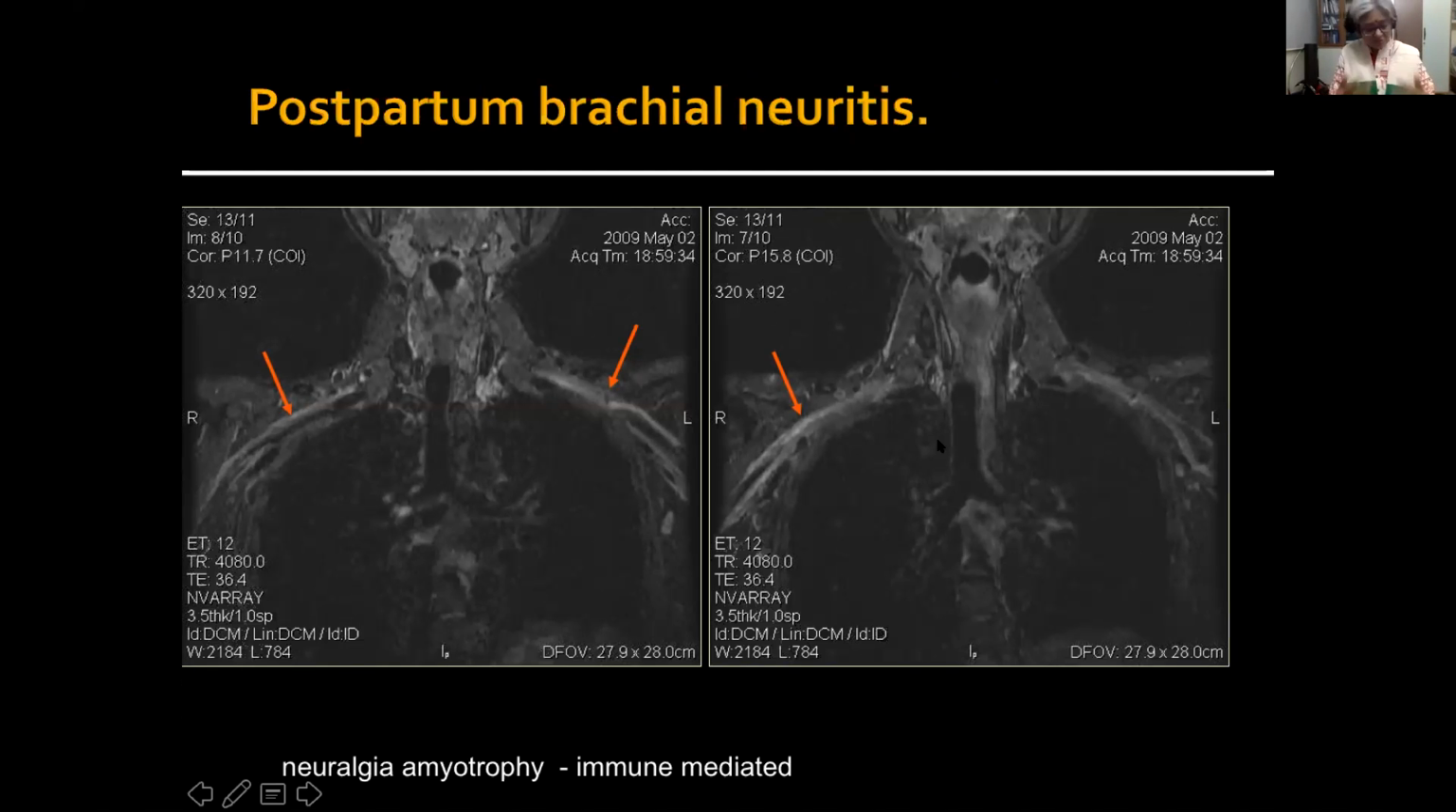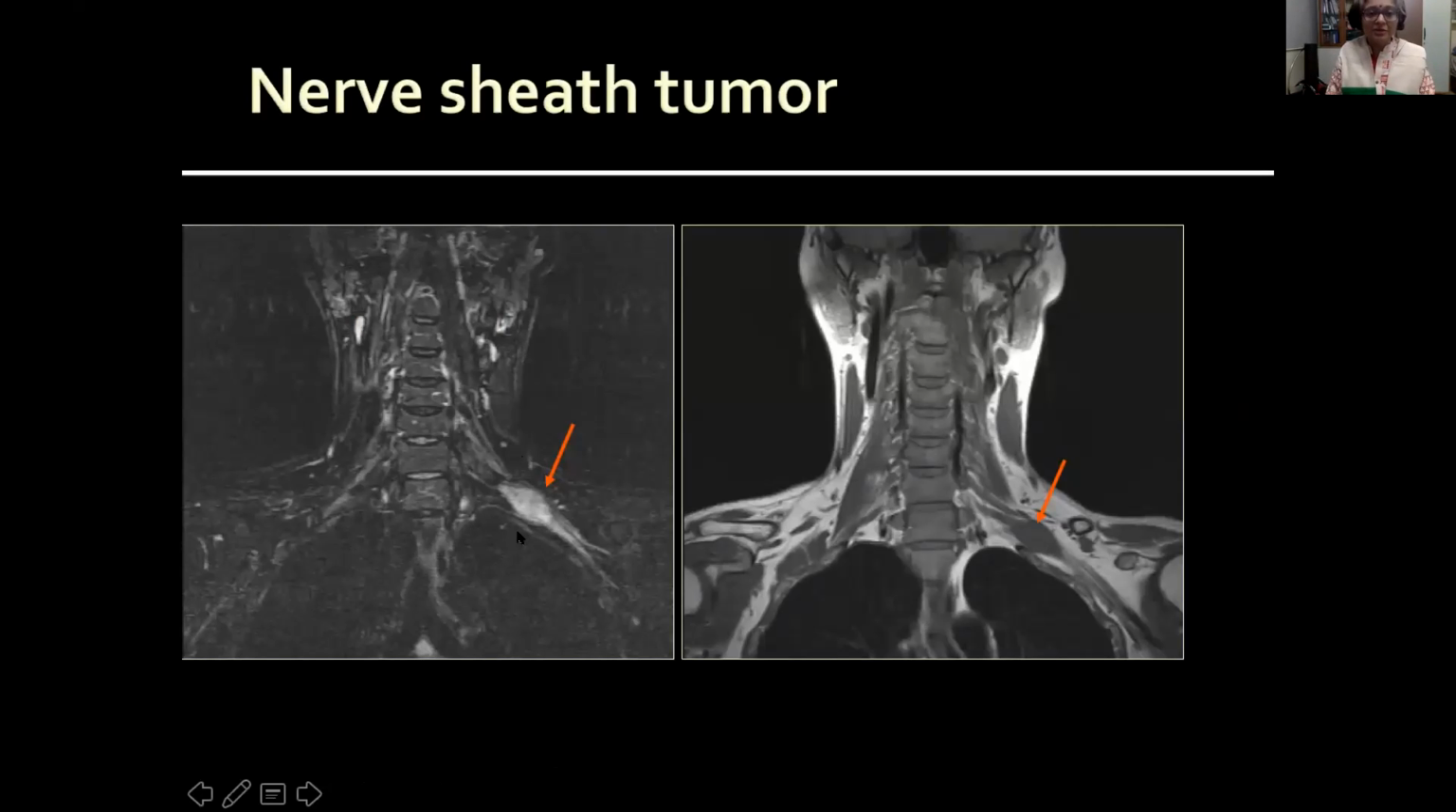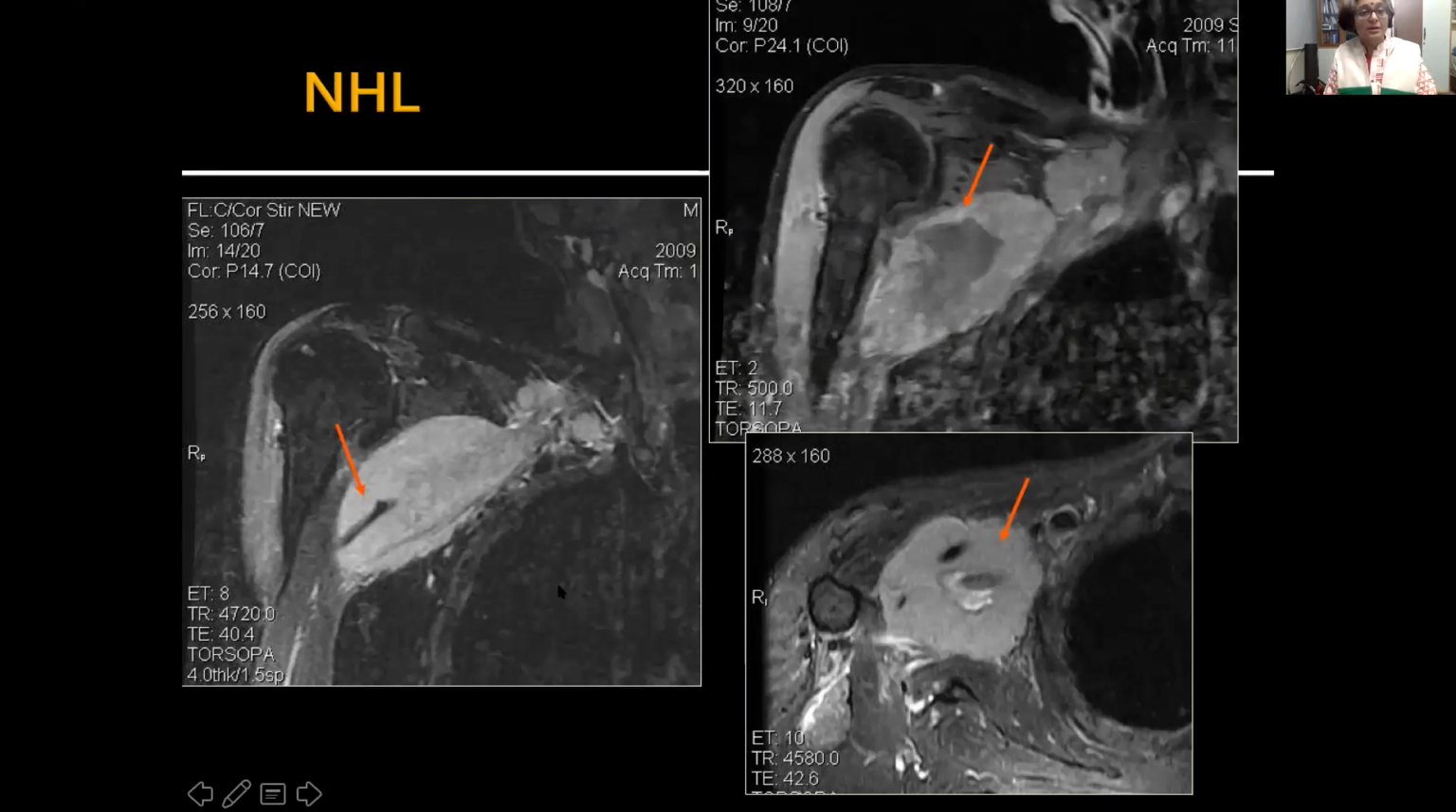This was interesting. This was a lady who delivered a child and about a week later developed weakness in both her upper limbs, which is quite scary. What MR showed is, again, bright signal in both brachial plexuses, which are swollen. And then we came across this entity called postpartum brachial neuritis, which is a known thing, immune mediated. And then she recovered with rehab, and I think she was given some steroids, and she did recover from it completely.